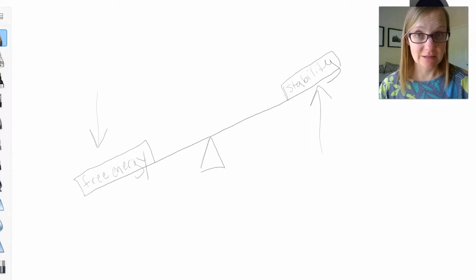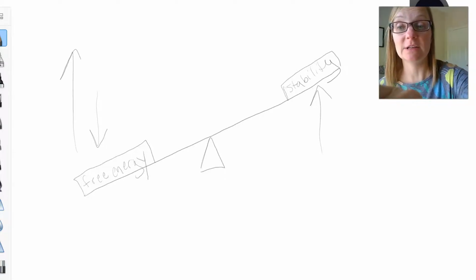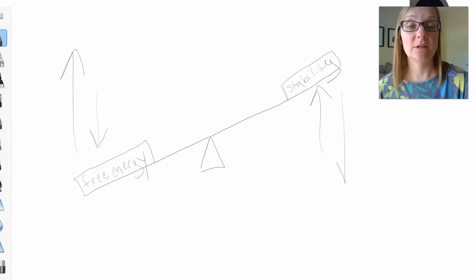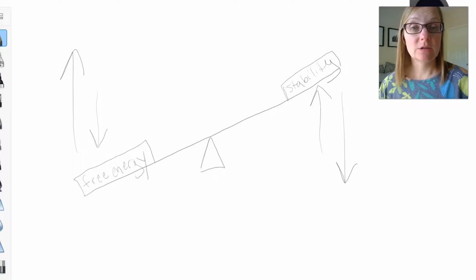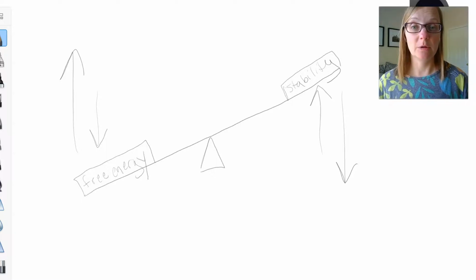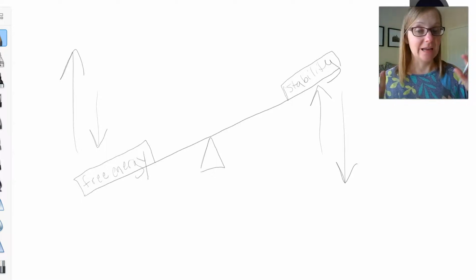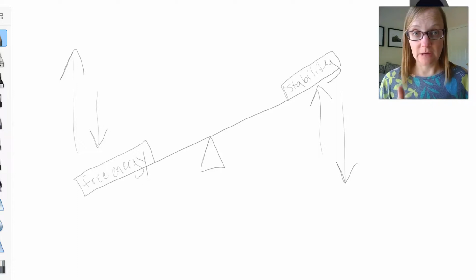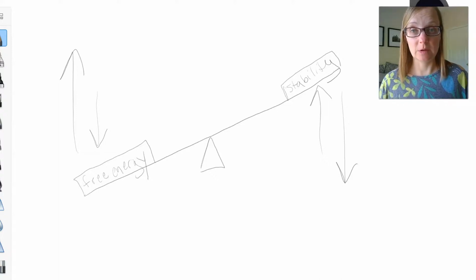On the other hand, if you were to flip this teeter-totter around now, anytime free energy increases, that means that your stability is going to decrease. So any system that has a lot of this free energy is going to be highly unstable. And very much like everything in this world, including yourself, if you are not stable, you want to get to that maximum state of stability.